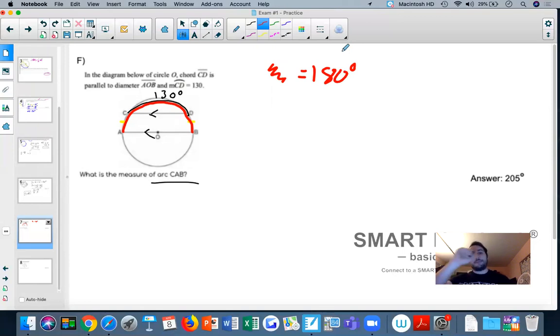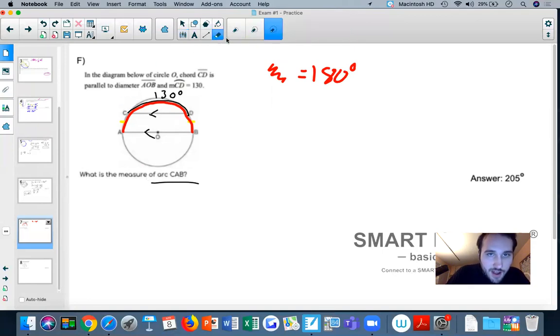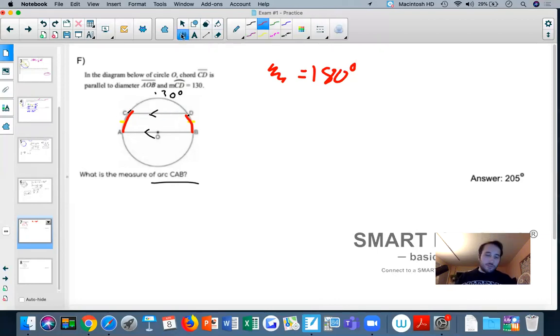And the arc that I highlighted in black, CD, is 130. So if I take 130 away from 180, you'll get arc CA and arc DB. It's kind of like me doing this. If I got rid of this arc, I subtracted 130 from 180, you're left with that. So using my calculator, 180 minus 130 is 50.